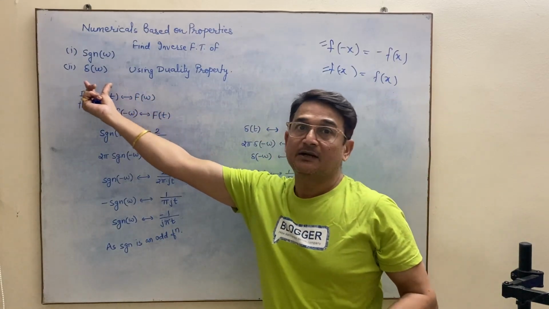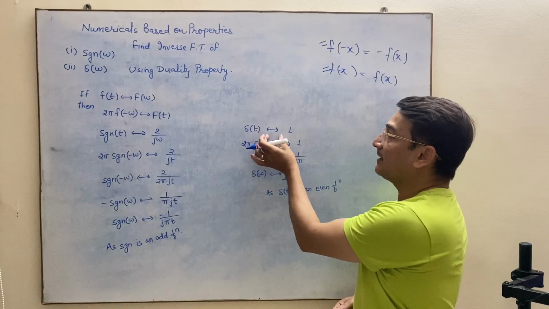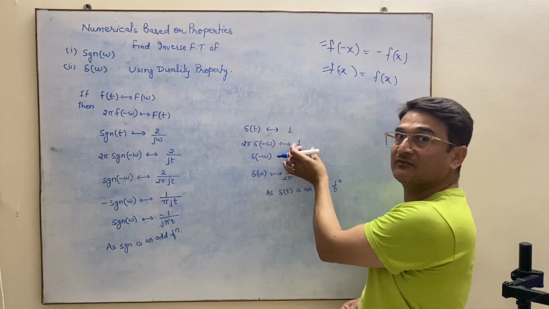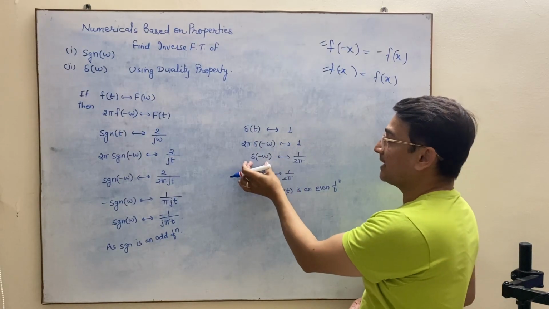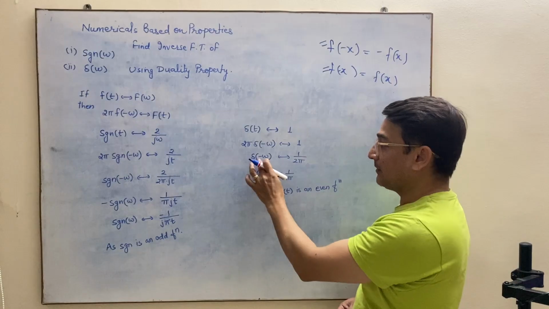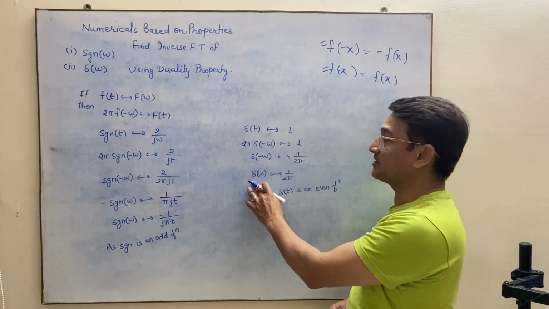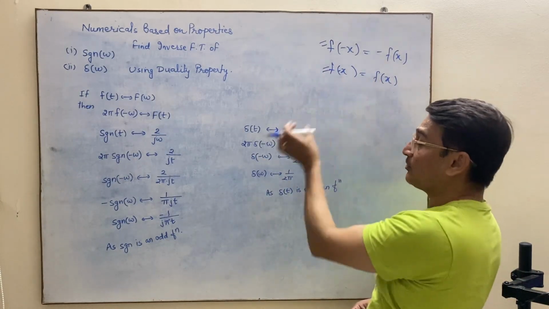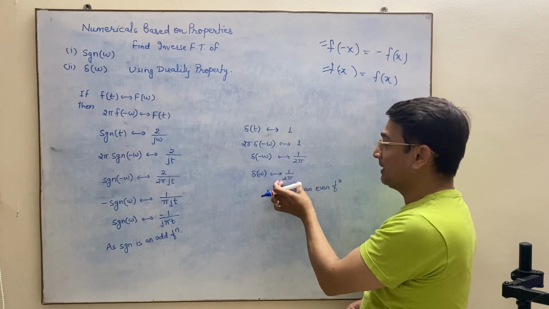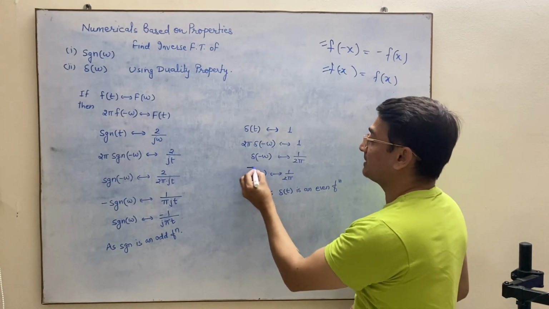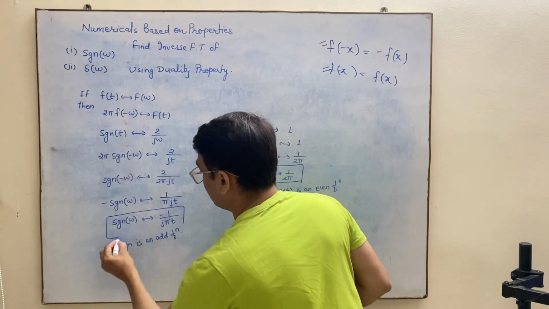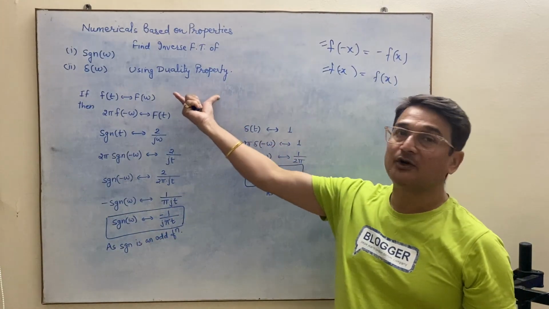Similarly, I will see delta omega. You know that delta t has a Fourier transform 1. So 2 pi delta omega has an inverse Fourier transform 1. So again, delta minus omega with 2 pi, I will take here, it will be 1 by 2 pi. Now again, this delta omega is an even function, so delta of minus omega will be delta of omega. So delta of omega has an inverse Fourier transform 1 upon 2 pi. So this is the inverse Fourier transform of delta omega, and this is the inverse Fourier transform of signum omega, with the help of duality property.